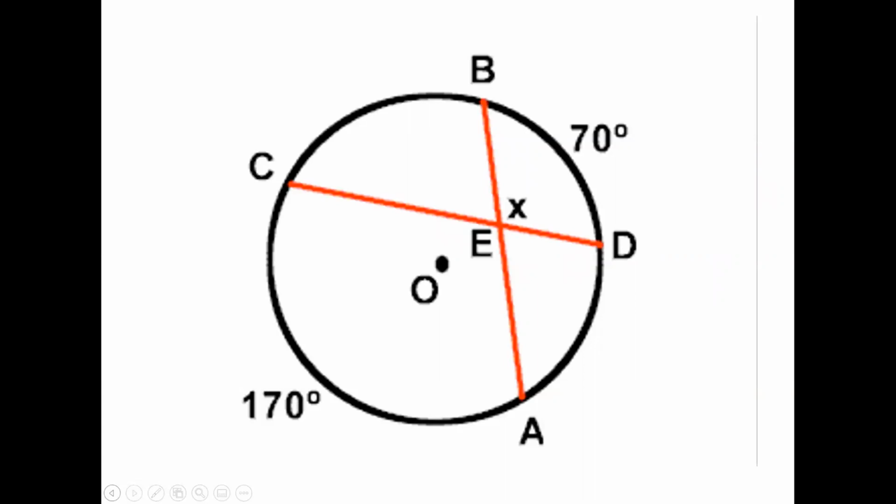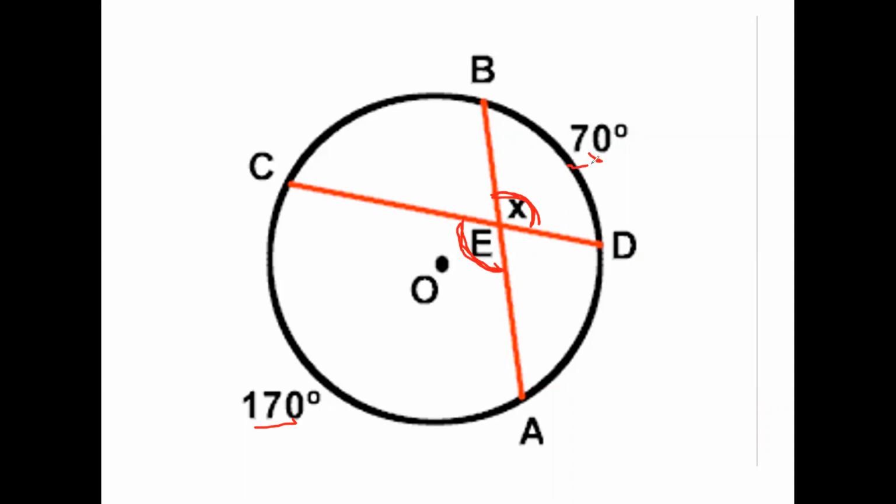Now, paano natin malalaman ang measurement ni angle X? In order to find the measurement of angle X, dapat ay given ang kanyang intercepted arc at ang intercepted arc ng kanyang vertical angle. Ano yung vertical angle natin? Yung angle sa ilalim niya, which is yung angle E. Angle E, meron ding given na intercepted arc, which is 170.